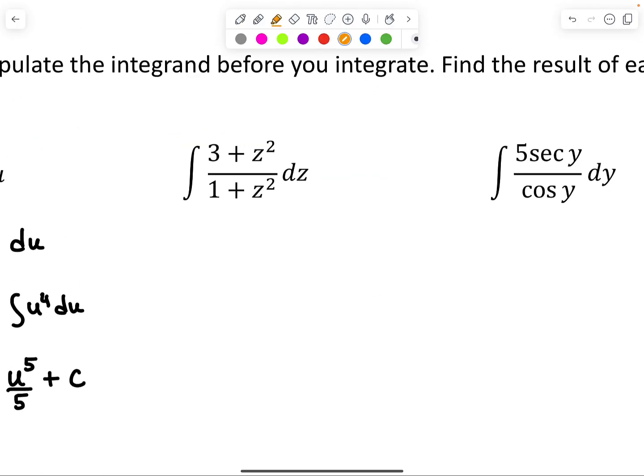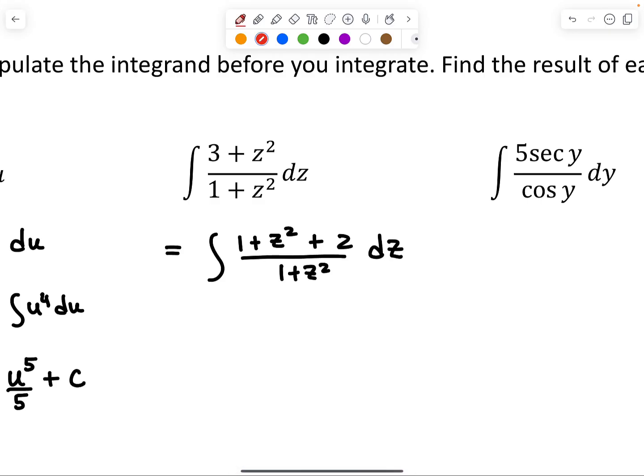Next case, notice we have z is now the independent variable. I'm going to decompose the numerator into 1 plus z squared, and then plus 2, right? This 1 plus 2 makes this 3. Remember to cross your z's so they don't look like your 2's. Now the reason I'm doing this will be made clear in a moment. This is all over 1 plus z squared, dz.